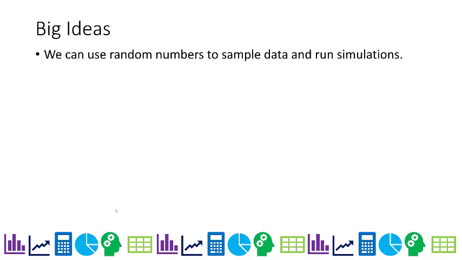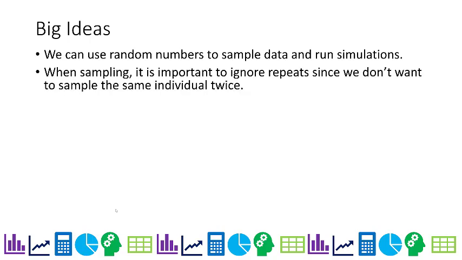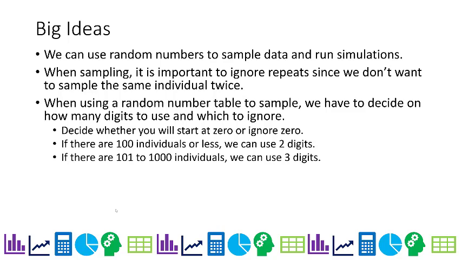So what were the big ideas in this lesson? Well, we can use random numbers to sample data and to run simulations. When sampling, it is important to ignore repeats since we don't want to sample the same individual twice. And when using a random number table to sample, we have to decide how many digits to use and which to ignore. So decide whether you're going to start at 0 or ignore 0. You saw I gave two outcomes, one where it started at 000 and the other where it started at 001. It's up to you which one you want to use. Just make sure it all matches and you have the right number of outcomes to match your percentages.